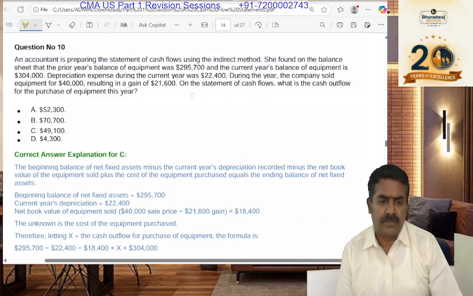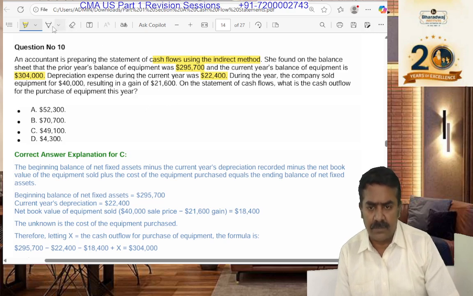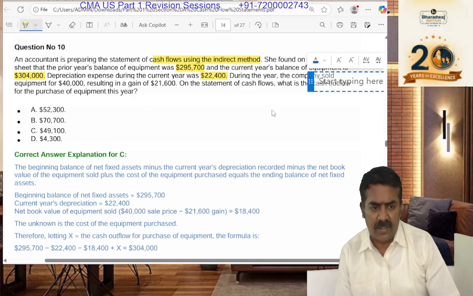Question number 10. We are using statement of cash flows using indirect method. Opening balance of equipment how much? 2,97,500. Closing balance is 3,04,000. Depreciation expense 22,400. During the year, company sold an equipment for 40,000, resulting in a gain of how much? 27,600. Now they are bothered about, they are asking you to find out which one. Purchase of equipment.